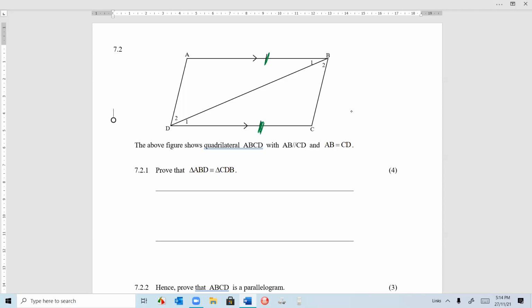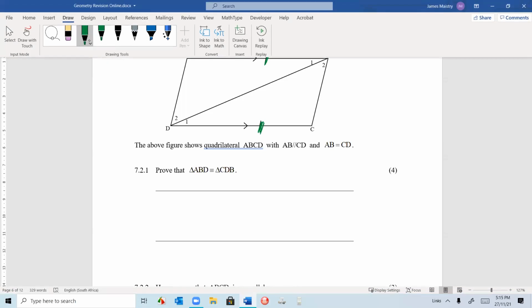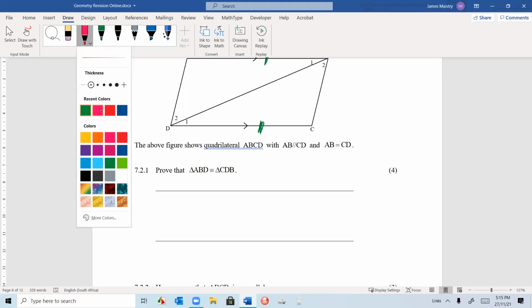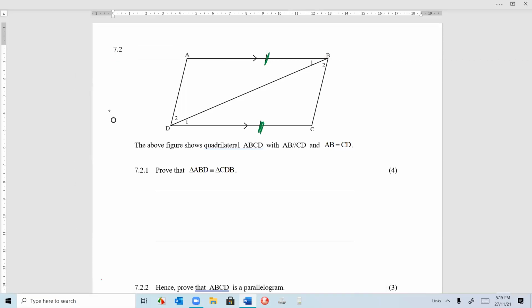Are we all happy with the first one? Number two, the lines are parallel, so we can say B1 is equal to D1, equal alternate angles. Just give me a minute there, my pen is letting me down. What is number three? DB is common. Can everyone see DB is common? So we have a case called side, angle, side. And therefore, those two triangles are congruent.